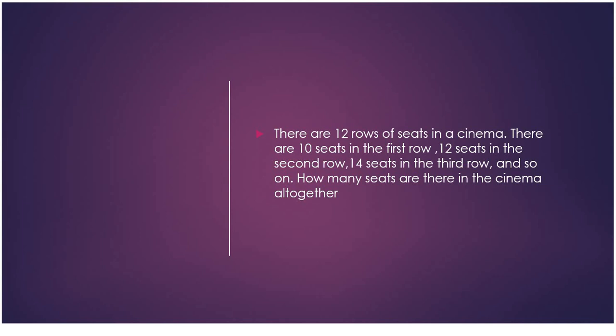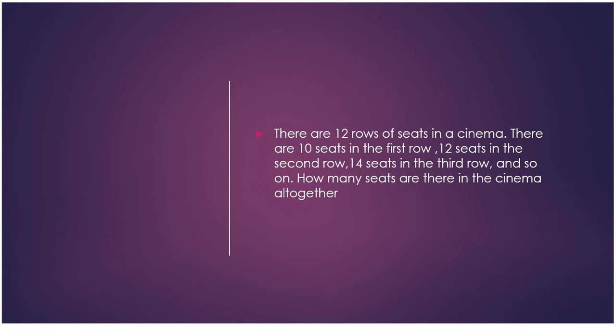There are 12 rows of seats in a cinema. There are 10 seats in the first row, 12 seats in the second row, 14 seats in the third row, and so on. How many seats are there in the cinema altogether? So let's read the question again to fully understand it. So what do we have here?